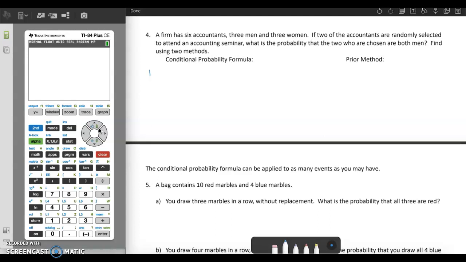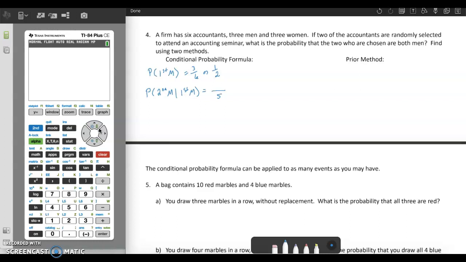So if I look at this with the conditional probability idea, I need to look at what's the probability that the first person chosen is a man. Well, 3 out of the 6 people are men, so this would be 3 out of 6 or a 1/2 probability. Then I move to my given idea. So what's the probability that the second person is a man, given that the first person chosen was also a man? Okay, so here we have to think a little bit. They've already chosen one person to go out of the 6 people. So now there are only 5 people left to choose from. So my new denominator is a 5.